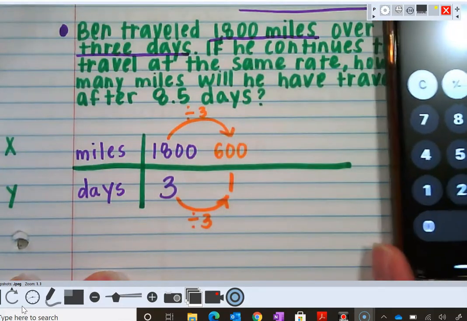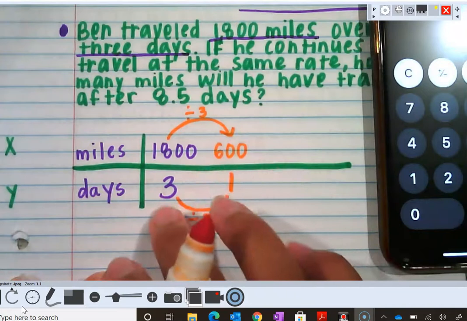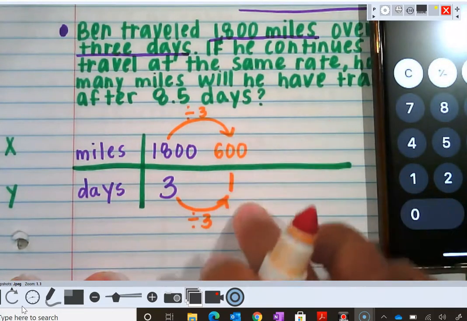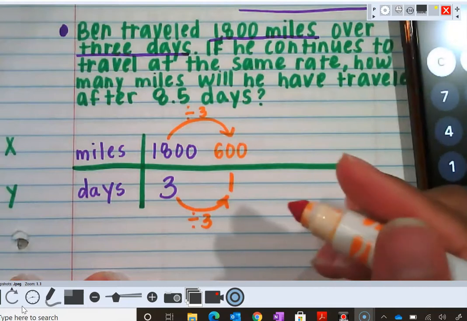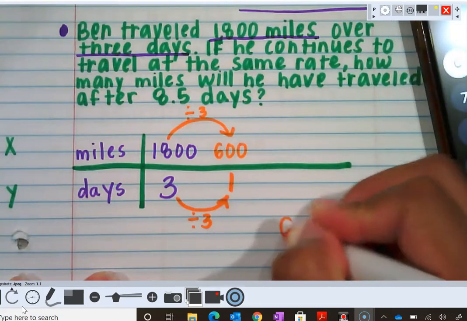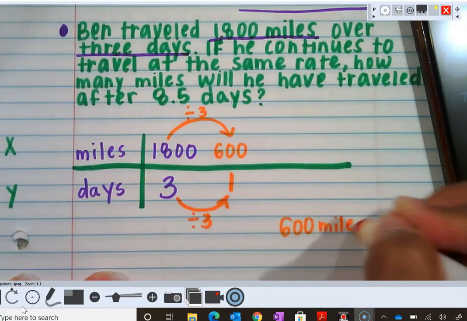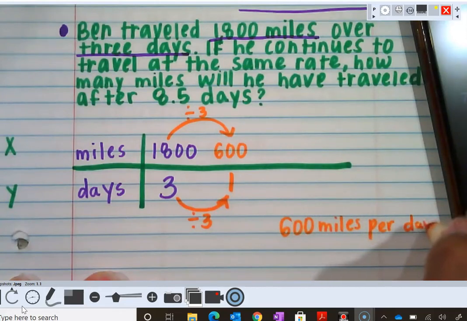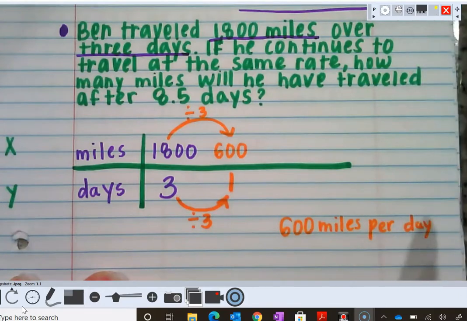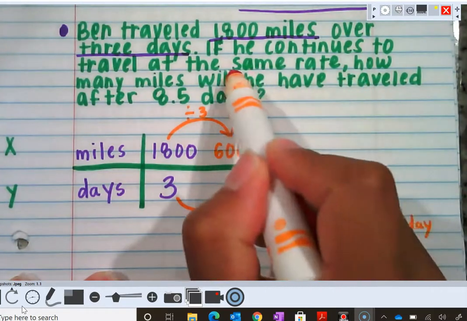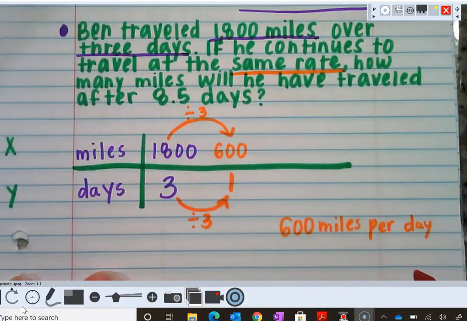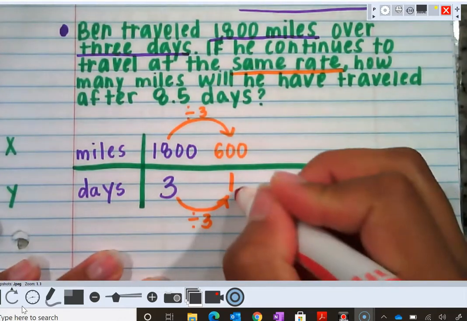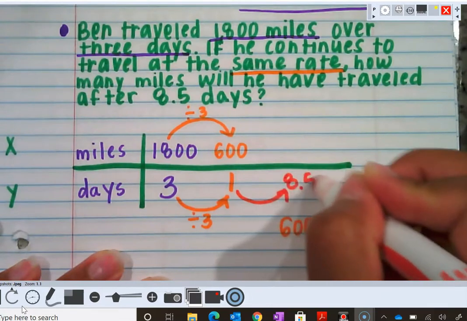So now, if we're looking at how many miles he went for 3 days, now we know how many miles he did in 1 day by dividing by 3. And so Ben travels 600 miles per day. But now that's not what the question was asking. The question says, if he continues to travel at the same rate, how many miles will he have traveled after 8.5 days? And so, how are we going to go from 1 to 8.5?